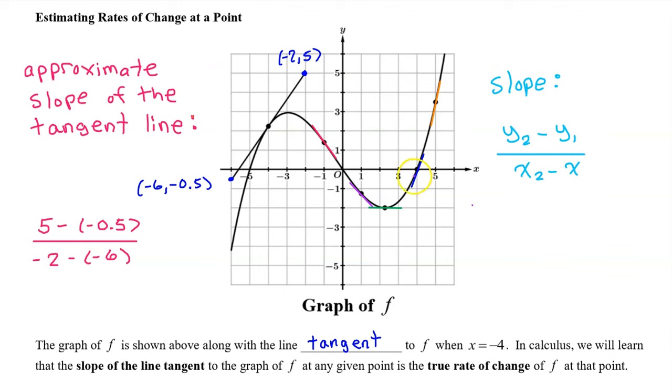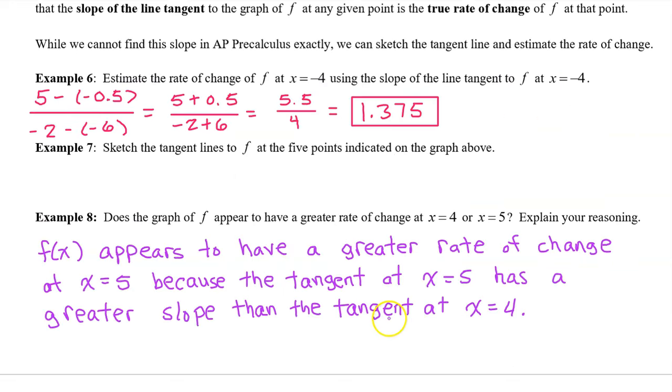The blue line is the tangent at x equals 4, and the orange line is the tangent at x equals 5. f of x appears to have a greater rate of change at x equals 5 because the slope of the tangent at x equals 5 is greater than the slope of the tangent at x equals 4. The orange line is a little bit steeper than the blue line. And here I have simply written down what I just said.